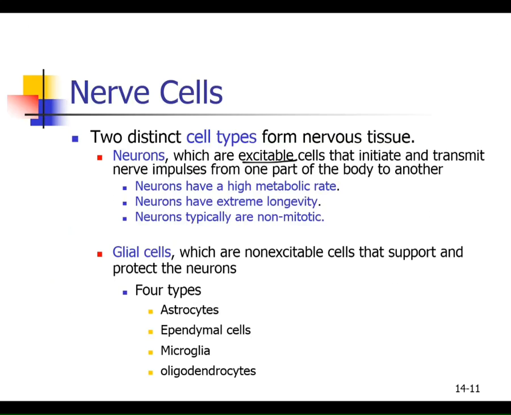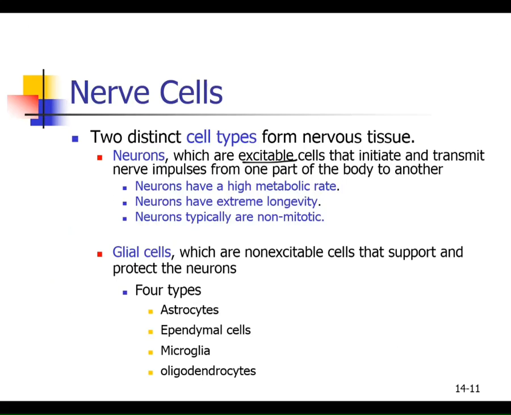Now, there are other cells in nervous tissue that support and help the neurons. These are called the glial cells. Some books will call them the neuroglial cells. And we know that glia means what? Glue, right? So these are the cells that, quote, glue the nervous system together. These glial cells are non-excitable, right? They don't respond to electrical signals, but they are there to support and nourish the neurons. There are four types. I'll go through each of them in a few minutes, one by one, tell you what they're doing and show you a picture of them.